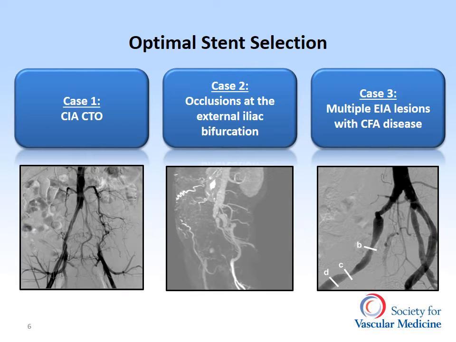Three cases will be discussed during today's podcast. These include a CTO of the common iliac arteries, occlusions at the external iliac artery bifurcation, and multiple external iliac artery lesions in the setting of common femoral artery disease.